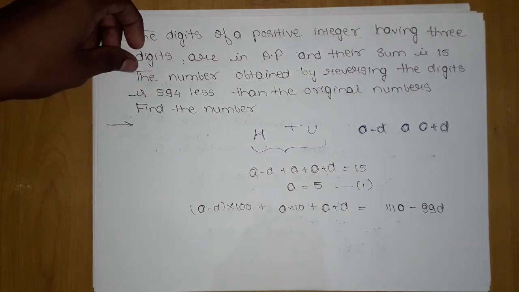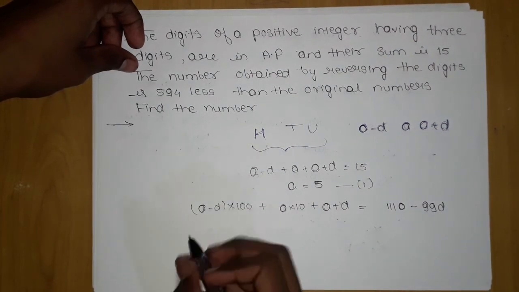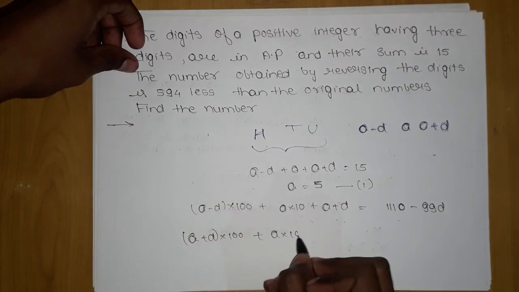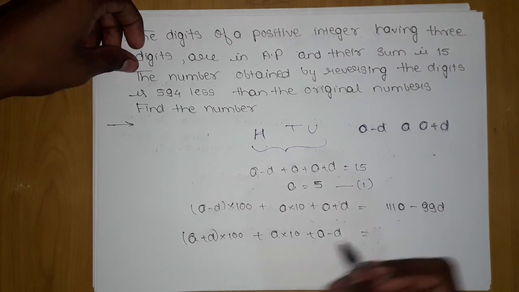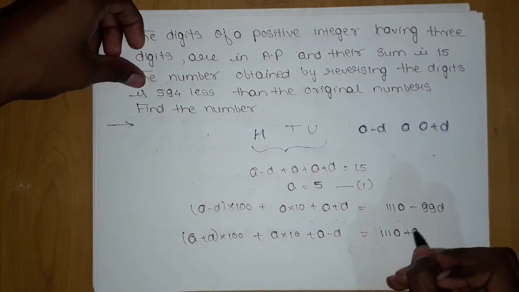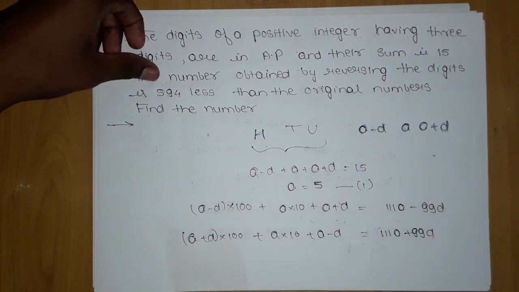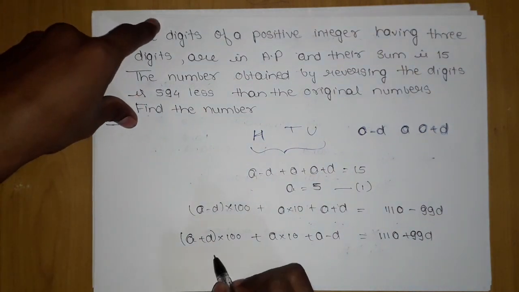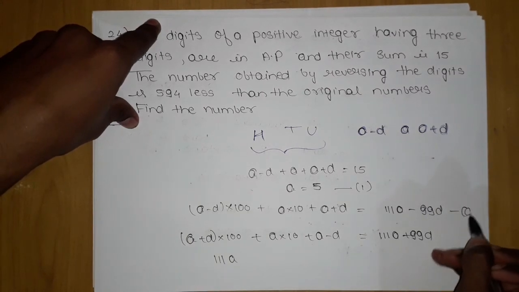Now they are telling that the number obtained by reversing the digits is 594 less than the original. So when I write it in reverse order, a plus d into 100, plus a into 10, plus a minus d, I have 111a plus 99d. It is 594 less than the original. So the original one is 594 greater than this. So what condition we have: 111a is the original one.